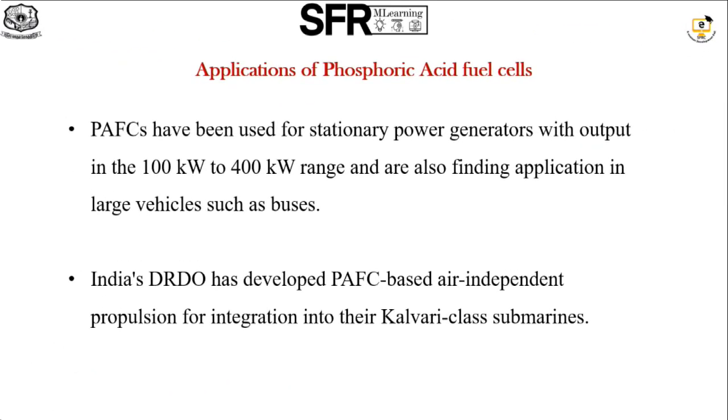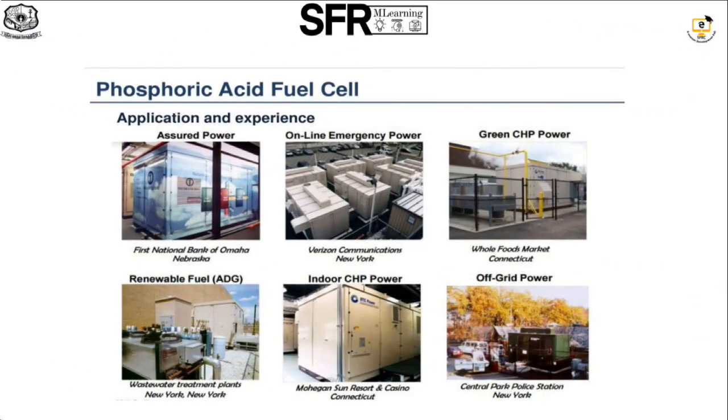Now let us see the applications of phosphoric acid fuel cells. Phosphoric acid fuel cells have been used for stationary power generators with output in the 100 kilowatts to 400 kilowatts range, and also find applications in large vehicles such as buses. India's DRDO has developed PAFC based air independent propulsion for integration into their Kalvari class submarines. The PAFCs were used as power sources for military purposes in the US.